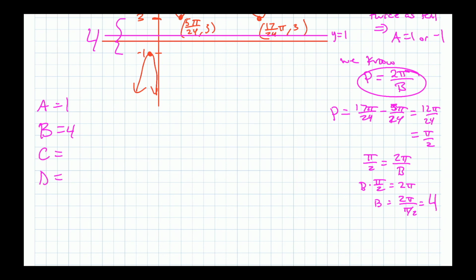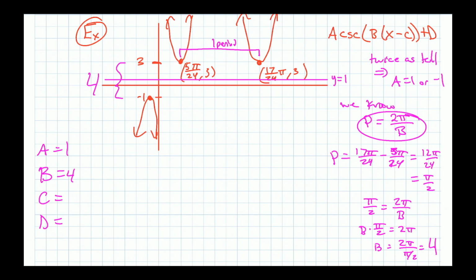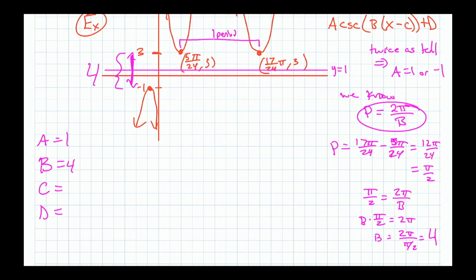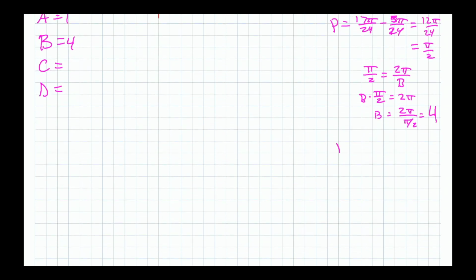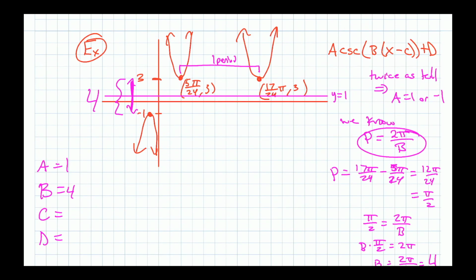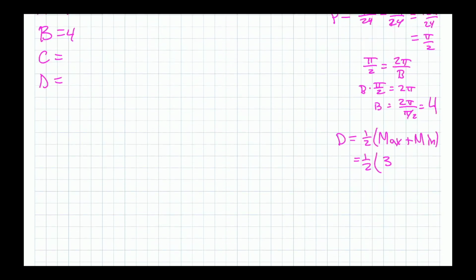D is easy. D is going to be the midline, and so it's halfway between the 3 and the -1. So if you need to calculate it with a formula, you can. It's going to be 1/2 of the max plus the minimum, not minus. So 1/2 the maximum, sorry, not the maximum, but it's going to be the 3 and the 1 there, so it's not max and minimum.